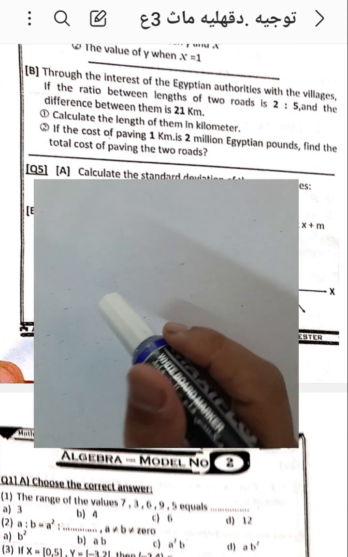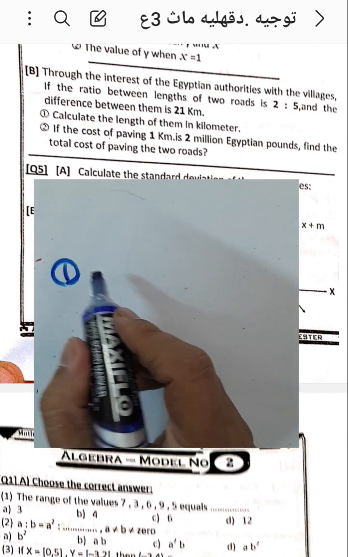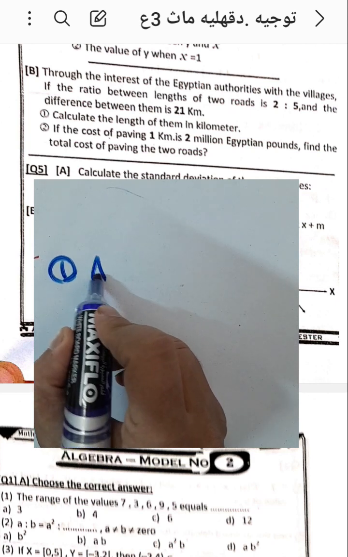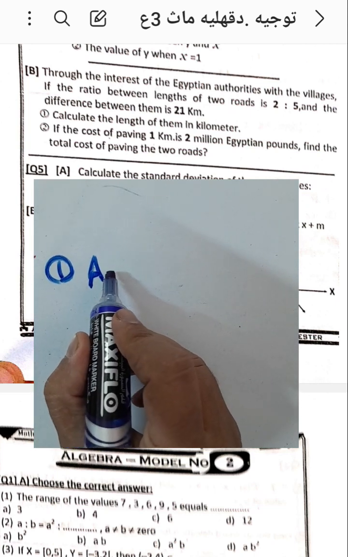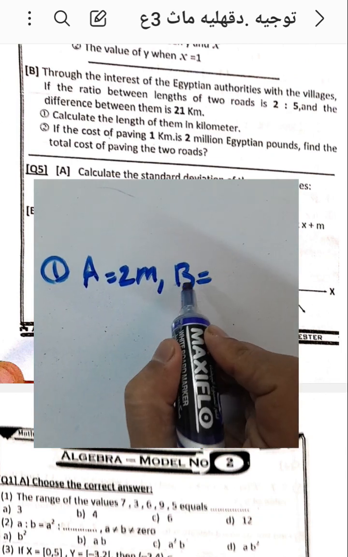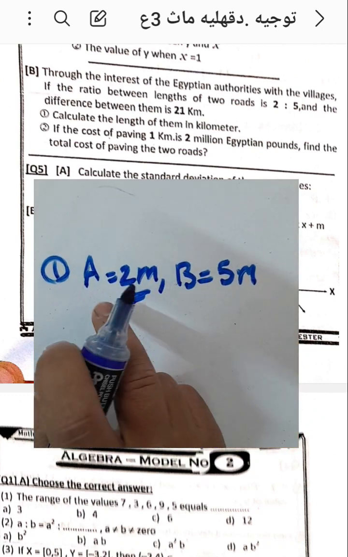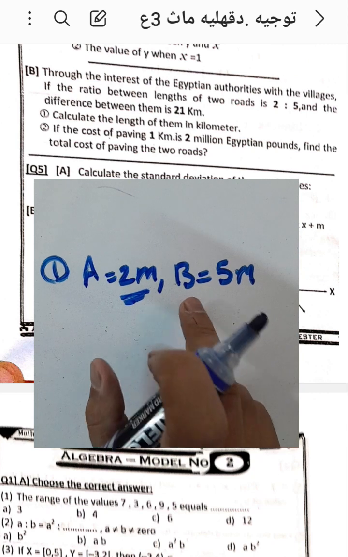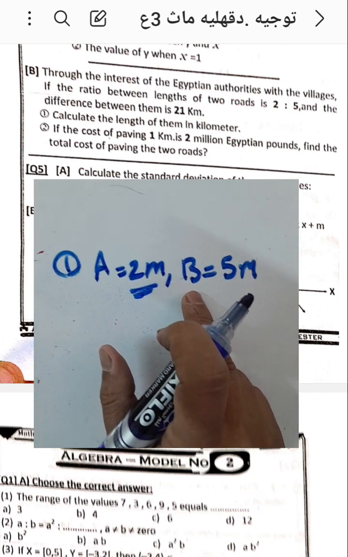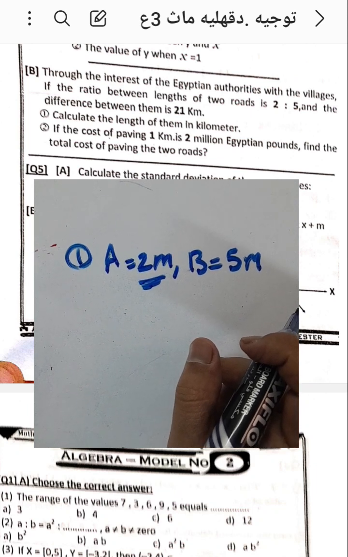Okay, we want to find the length of the first route and second route, and it gives us the ratio between their lengths, 2 and 5. First, I will put the first route as 2m, and the second route b equal 5m. 2m refers to the length of the first route, and 5m refers to the second route, because the ratio between them equals 2 over 5, and the difference between them equals 21 kilometers.